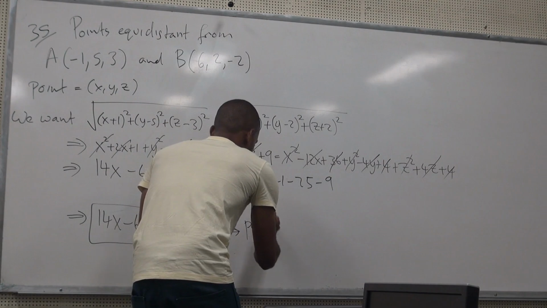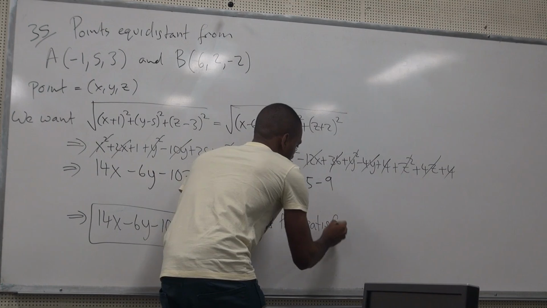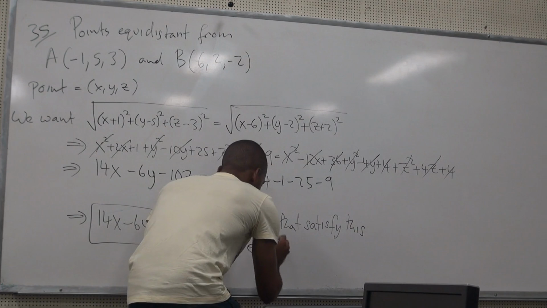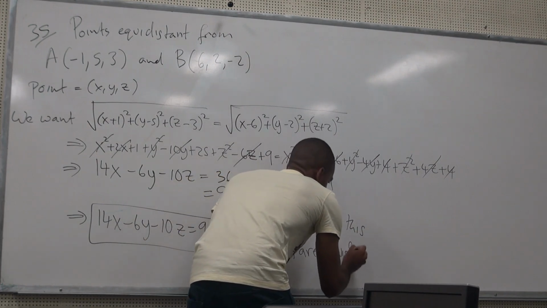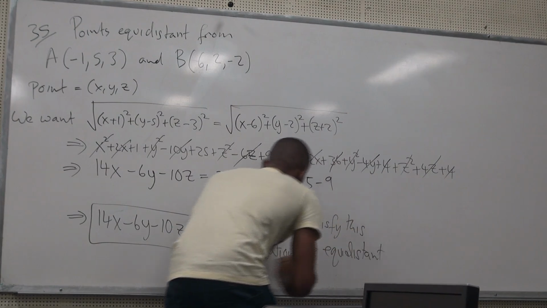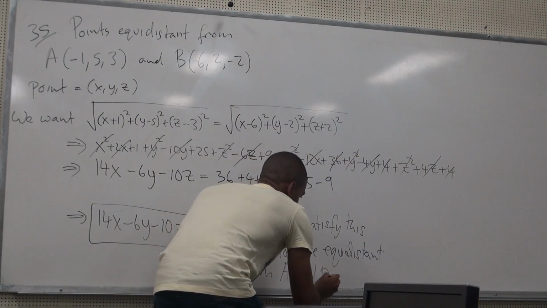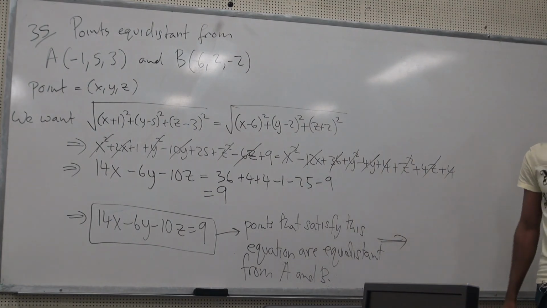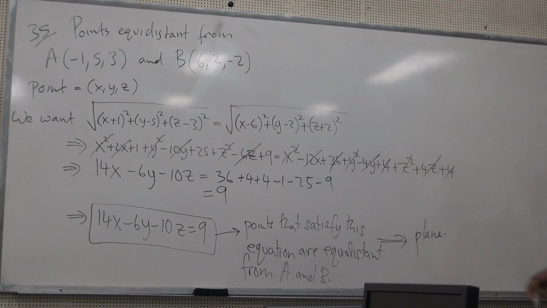So the points that satisfy this equation are equidistant from A and B. What kind of surface do you think this describes? A plane. It's actually a plane. Right, so there's like a plane.